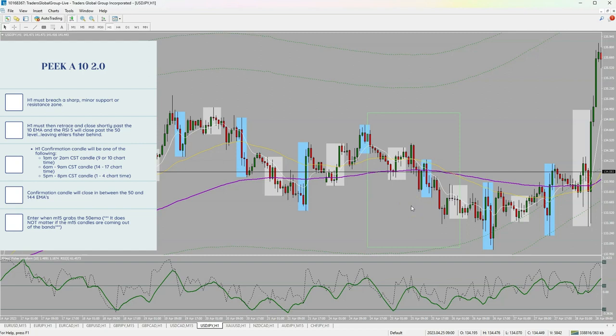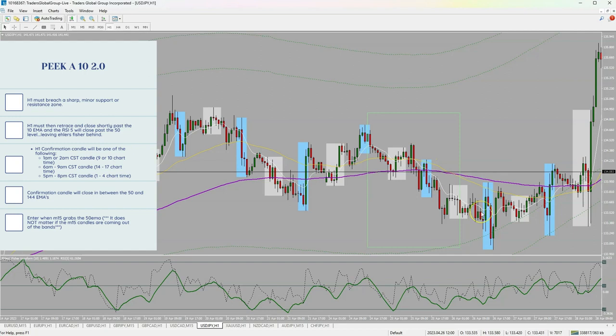To me, I'm just like, that's right at the half. So I'm gonna go ahead and count that as still being closing shortly past the 10 EMA. But notice it closed past the 10 EMA between the 144 and the 50 EMAs. This gold and that purple, and that's the difference.